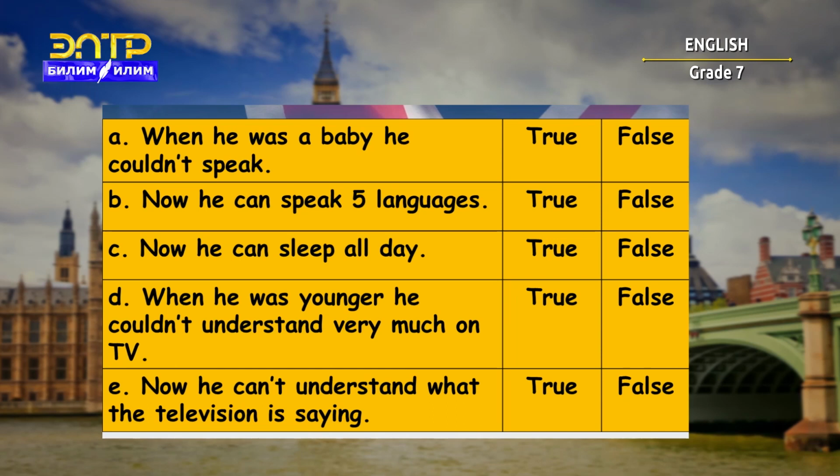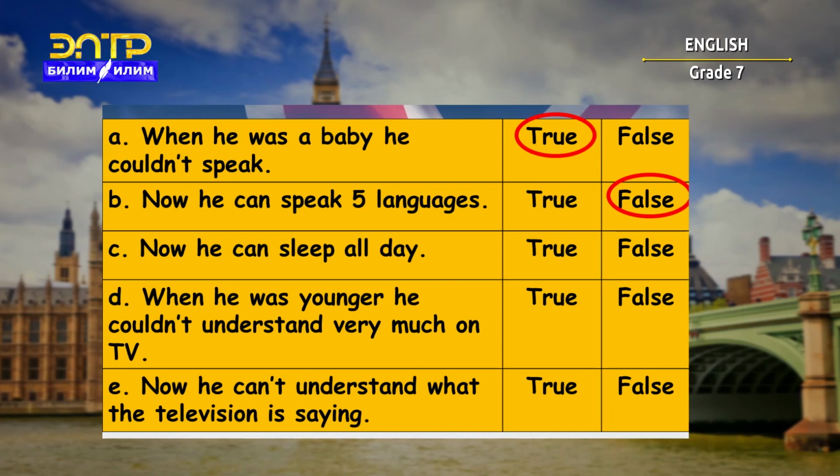Have you finished? Let's compare and check your answers all together. So the sentence A. When he was a baby, he couldn't speak. And the answer is true. The sentence B. Now he can speak 5 languages. And the answer is false.